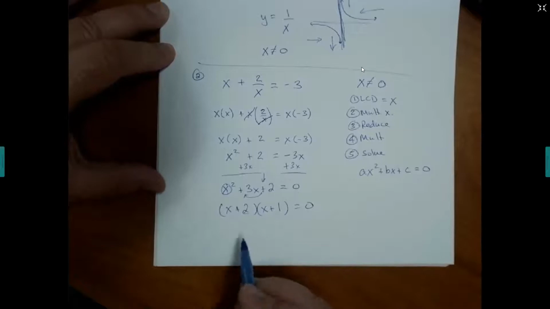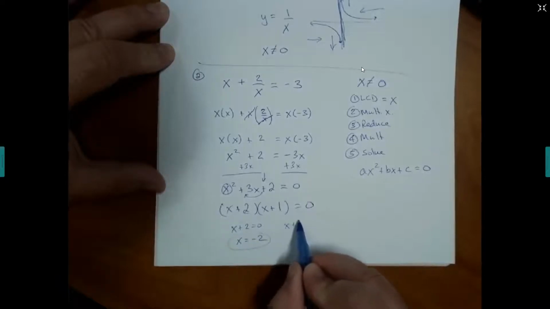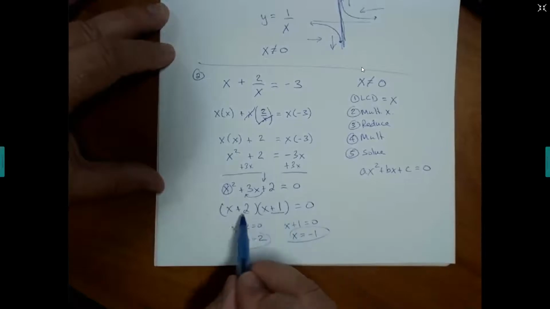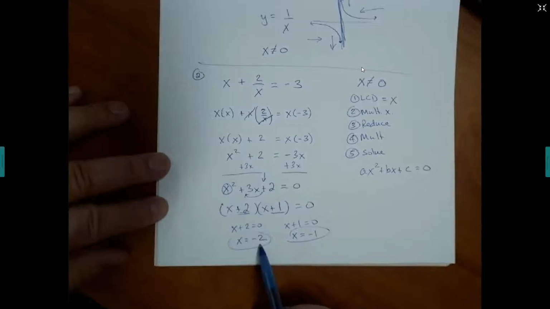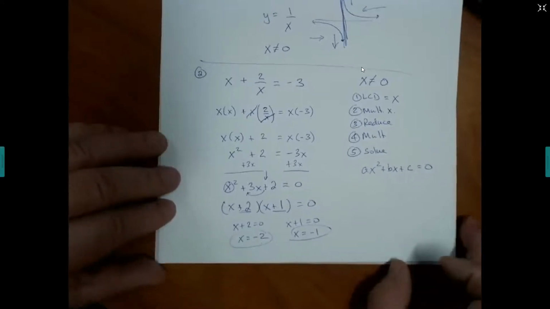Now solve them. Set them both equal to 0. And remember, it's always going to be the opposite sign of what's in there already. So if this is positive 2, we know the answer is negative. If it's positive 1. So those are our solutions to make this equation work. So far, so good.